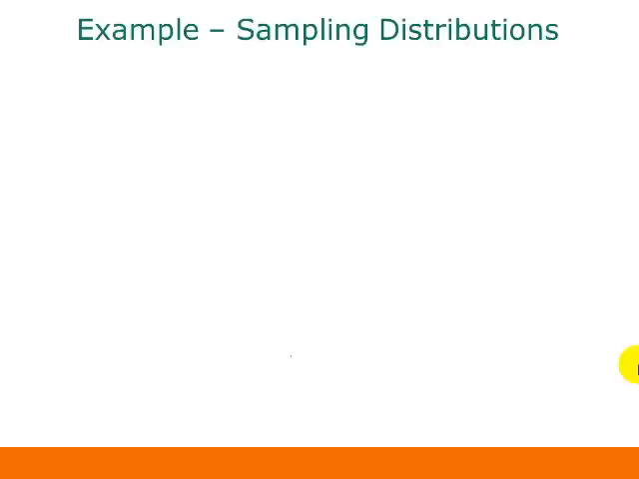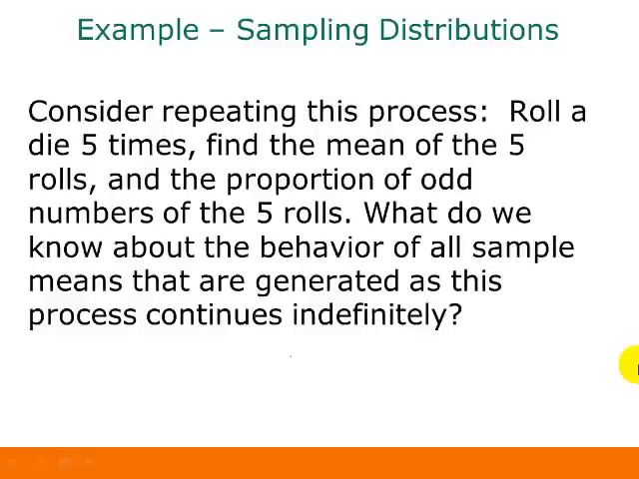So let's look at some examples of sampling distributions. So consider repeating this process. Roll a die 5 times, find the mean of the 5 rolls and the proportion of odd numbers of the 5 rolls. What do we know about the behavior of all sample means that are generated as this process continues indefinitely? In other words, if we repeat this process over and over and over, what's going to happen with our sample means for the mean of the 5 rolls and our sample mean for the proportions?